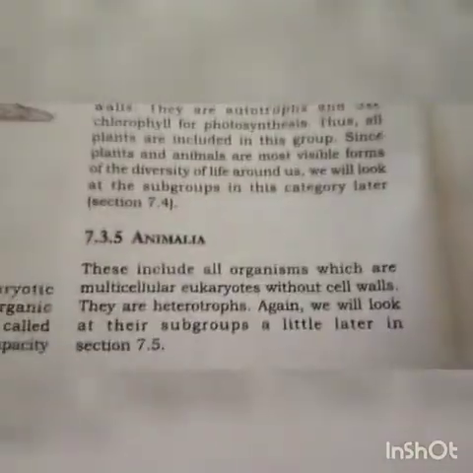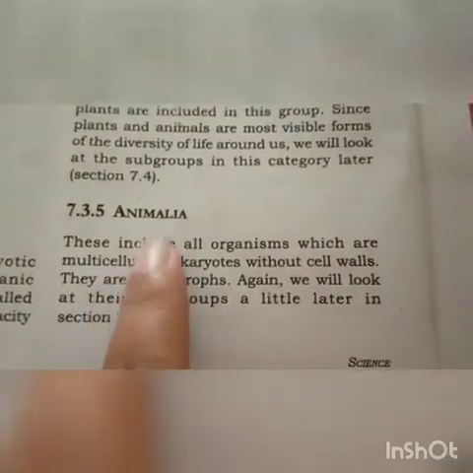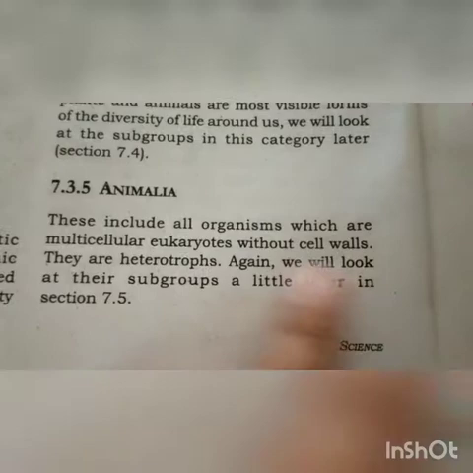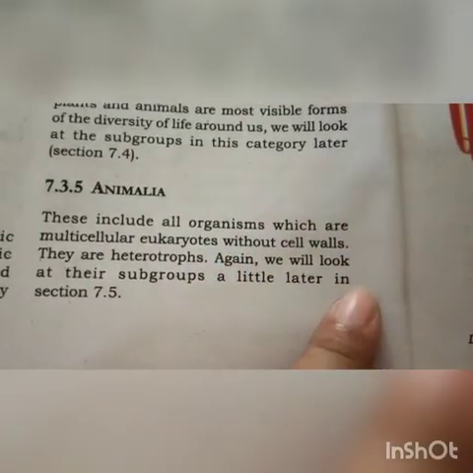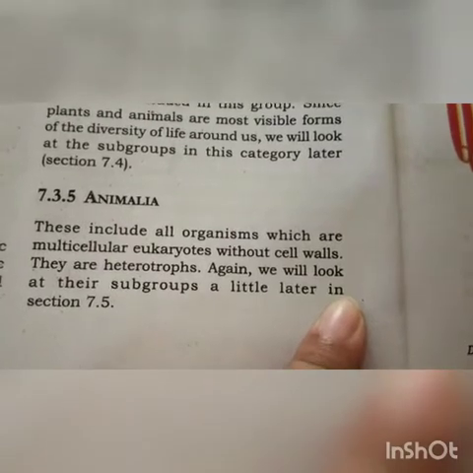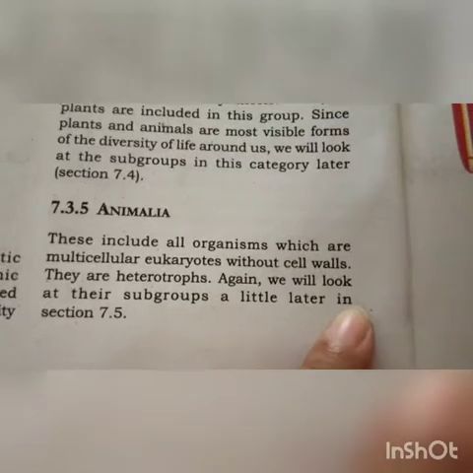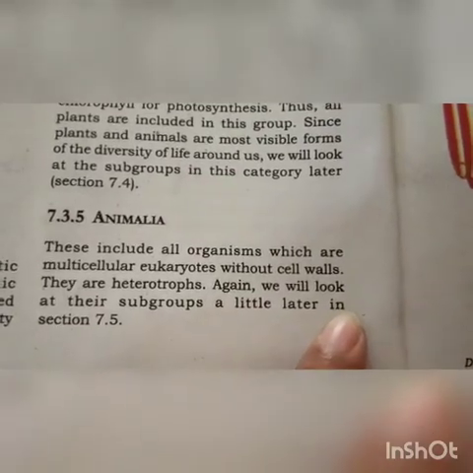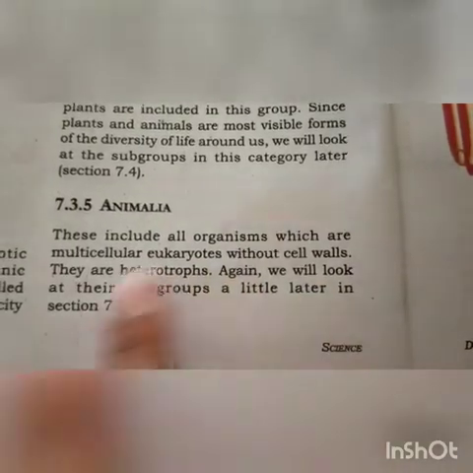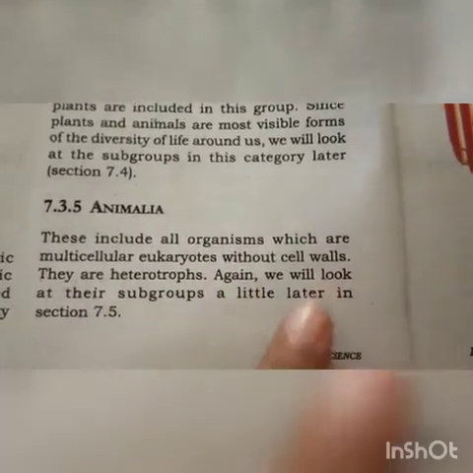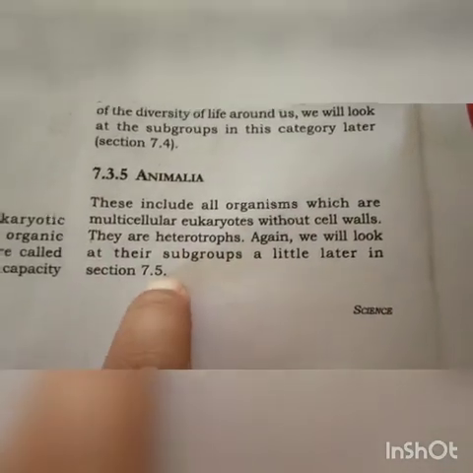Okay. And the last one is what? Animalia. These include all organisms which are multicellular eukaryotes without cell wall. They are not having a cell wall. They are heterotrophs. Again, we will look at their subgroups a little later in section 7.5.